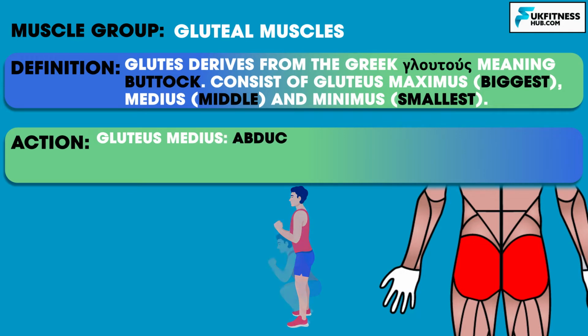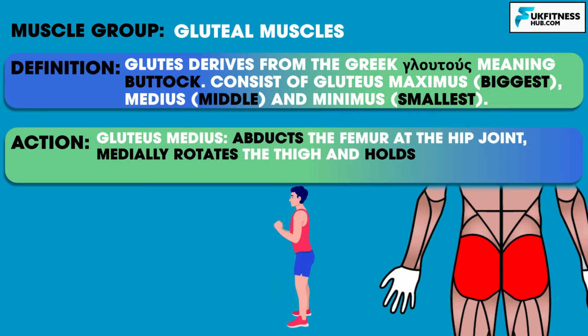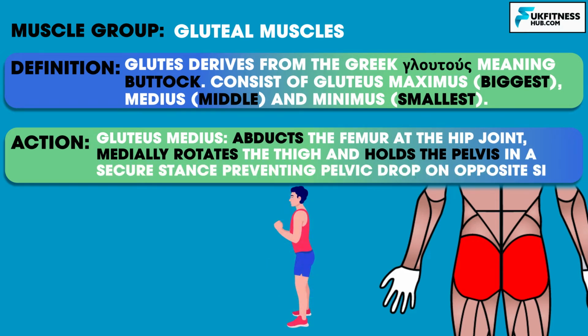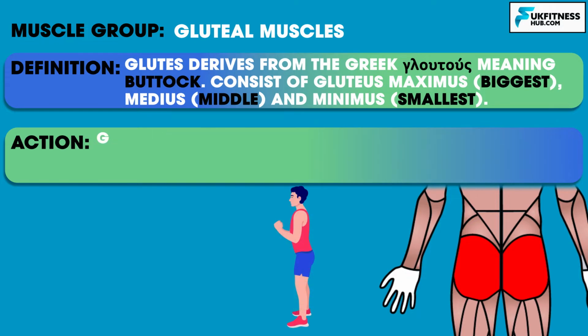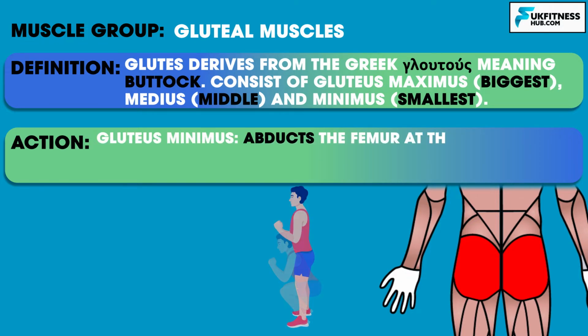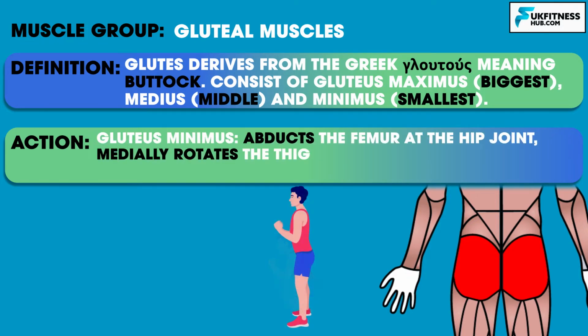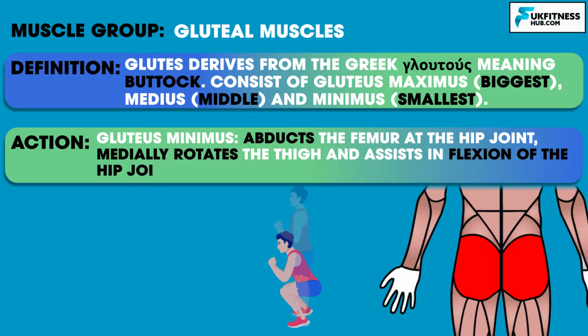The gluteus medius abducts the femur at the hip joint, medially rotates the thigh, and holds the pelvis in a secure stance, preventing pelvic drop on the opposite side as we walk. The gluteus minimus also functions to abduct, medially rotate, and assists in flexion of the hip joint.